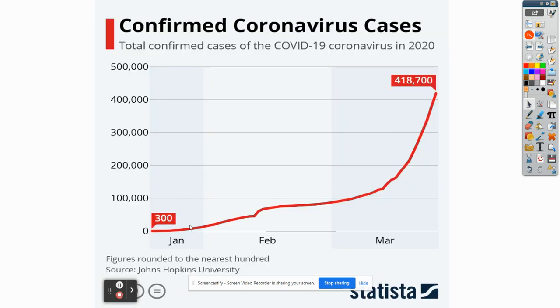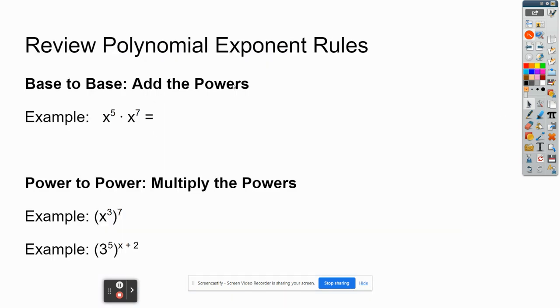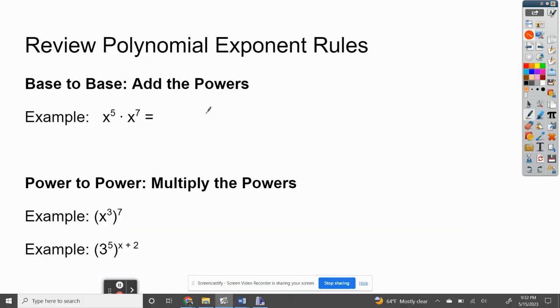Another place where we saw this was, it's also old, from 3 years ago, the beginning of the pandemic. And a lot of these graphs they came out with, you could see how the growth becomes exponential. It grows slowly, and then as more people get infected and they infect other people, the growth expands exponentially. And very similar to bacteria growth, it grows exponentially as well. So let's go over how we can solve an exponential equation. And to do that, we got to review some of our power rules, our exponent rules.